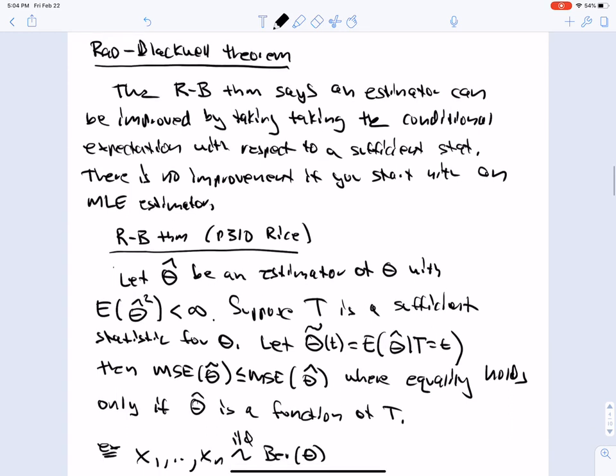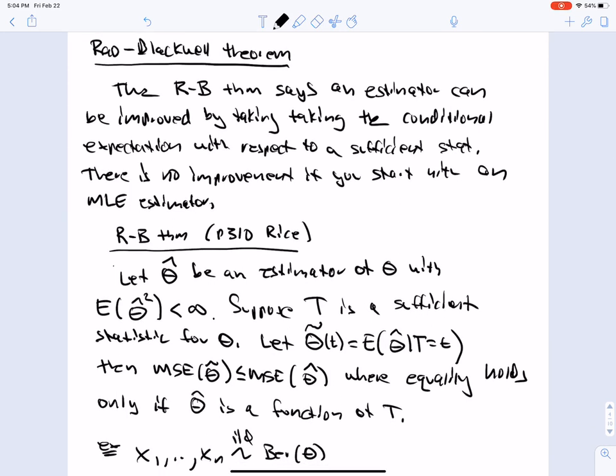So the Rao-Blackwell theorem is a real motivator for why we should care about sufficient statistics, because it says that through the Rao-Blackwellization process, we can get an estimator that's going to have a lower MSE, unless the estimator is already a function of the sufficient statistic.